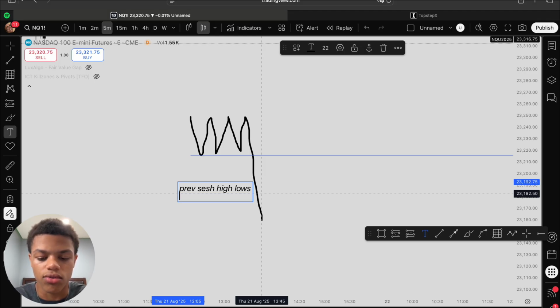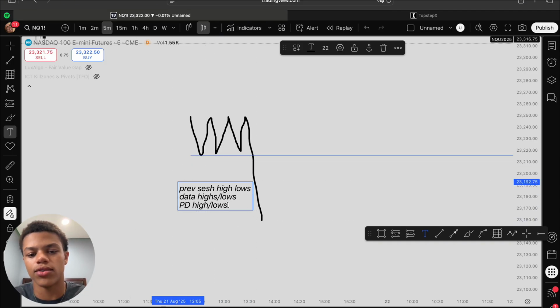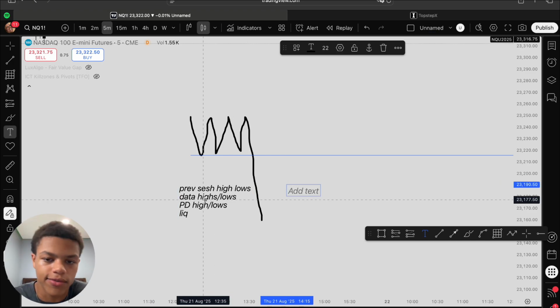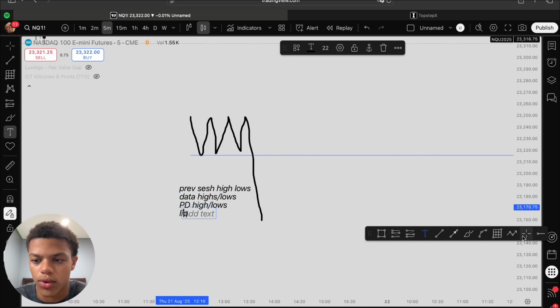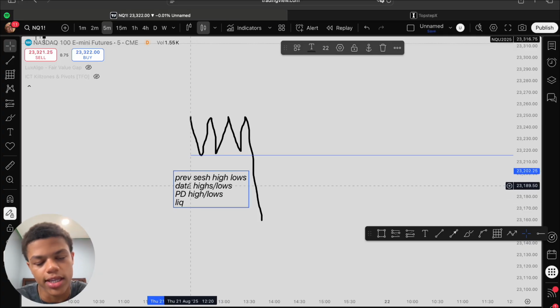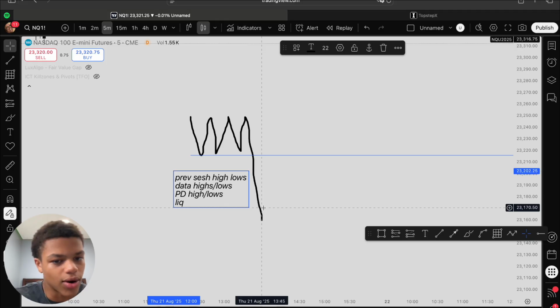Just general, you can just say data highs slash lows, and also previous day highs slash lows. All right, so any of these levels are considered key levels, or just general liquidity too. So it's more general liquidity if that's formed. Usually we call it internal liquidity, if it's on the inside skirts of the market, right? But we don't get into all that terminology right now.